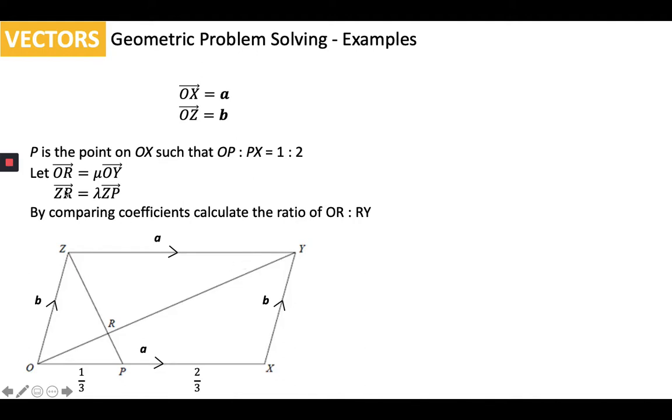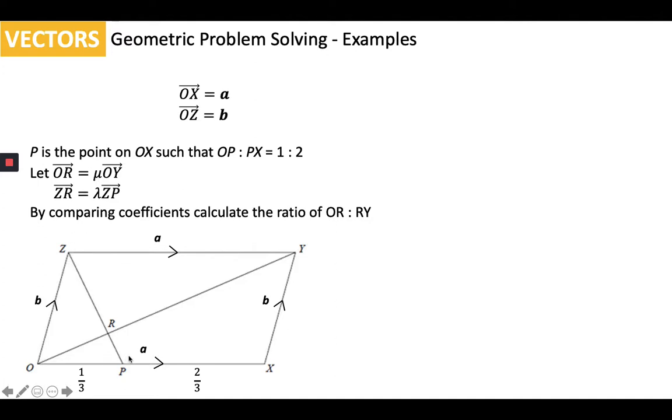Now it tells me let OR equal mu lots of OY. O to R equals mu lots of O to Y. So what it's kind of saying is I don't know how far along OY the point R is. The point R is some fraction of the way along OY, and that fraction is mu.